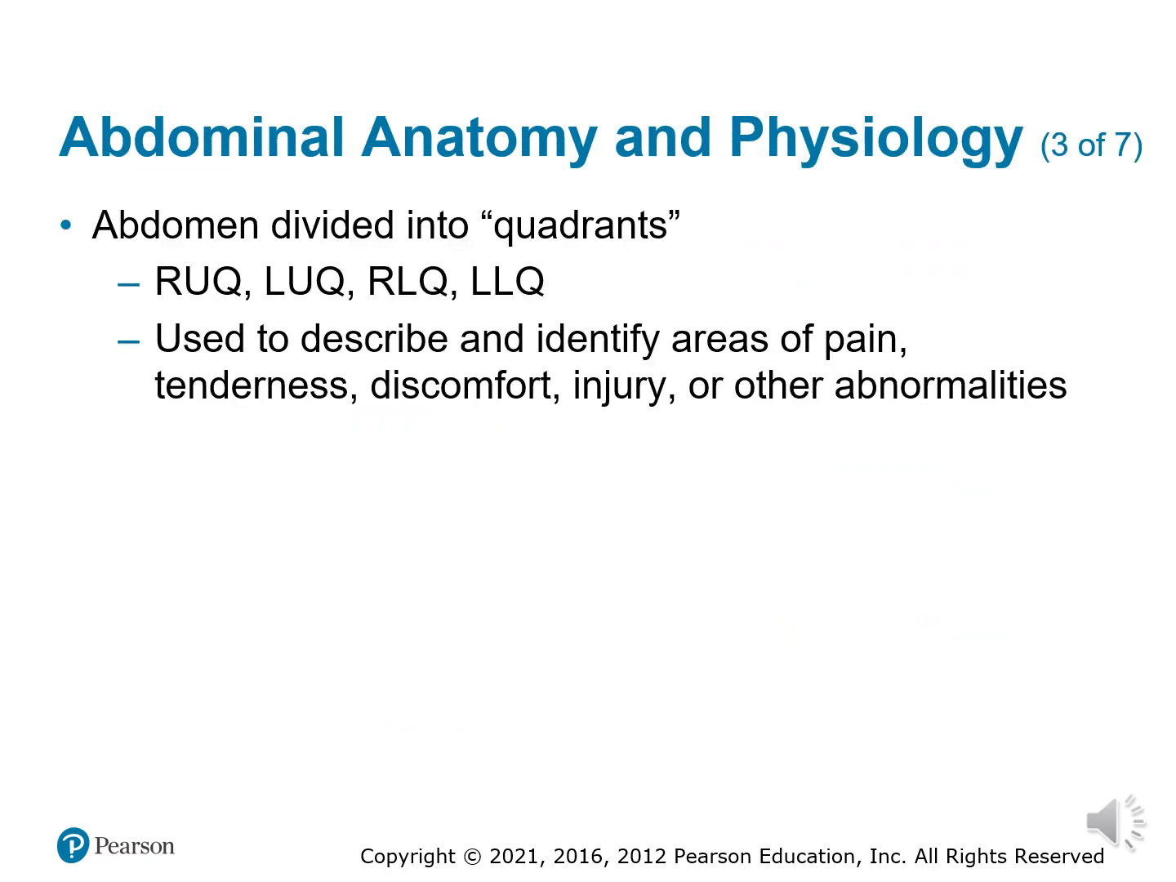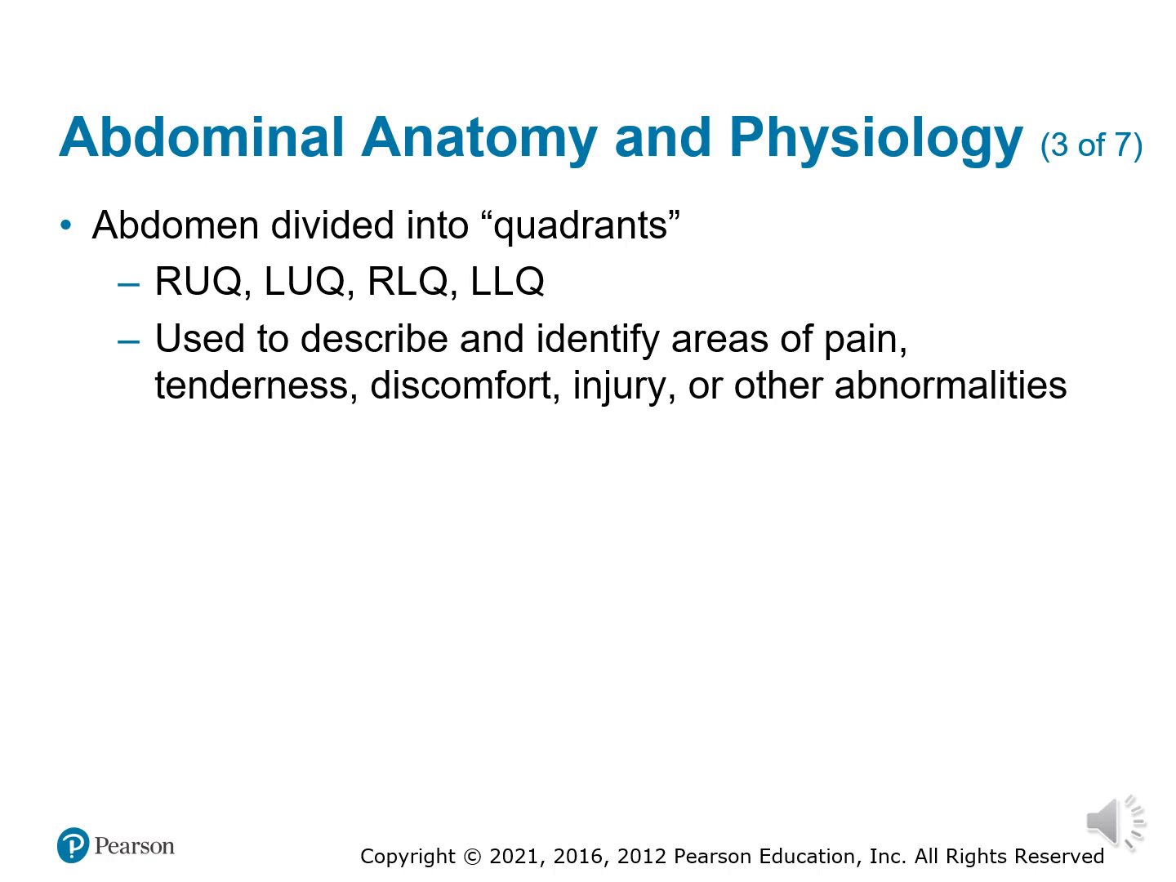So the abdomen is divided into quadrants. You've got your right upper quadrant, your left upper quadrant, your right lower quadrant, and your left lower quadrant. So that's the RUQ, right upper quadrant, and so forth. It's used to describe and identify areas of pain, tenderness, discomfort, injury, and other abnormalities. So anatomically, the abdomen is divided into 4 quadrants, and what you want to use is the midline and the umbilicus as your dividing points.